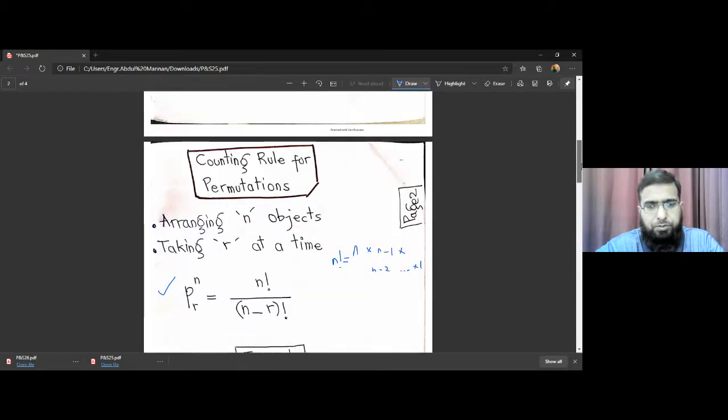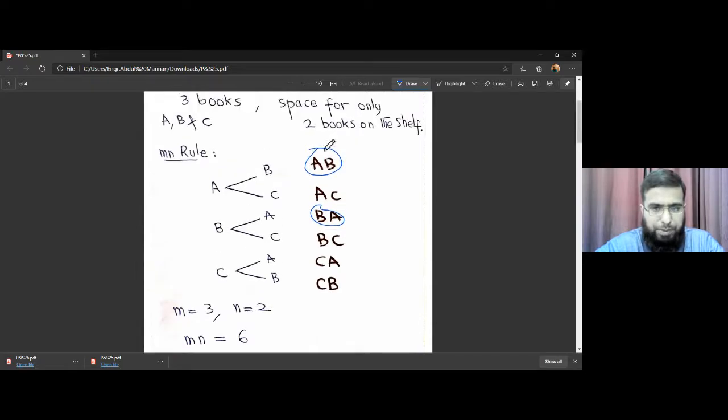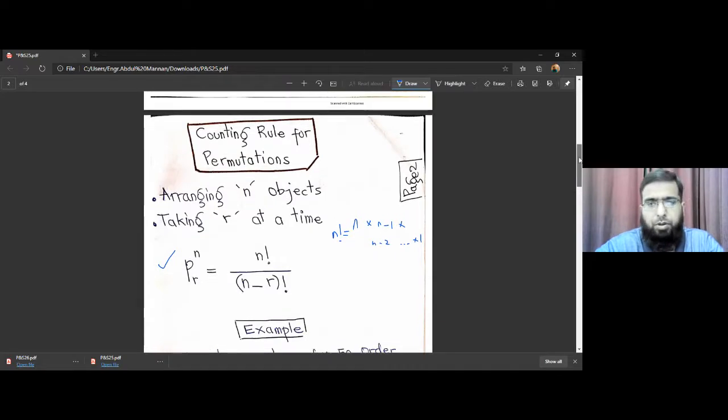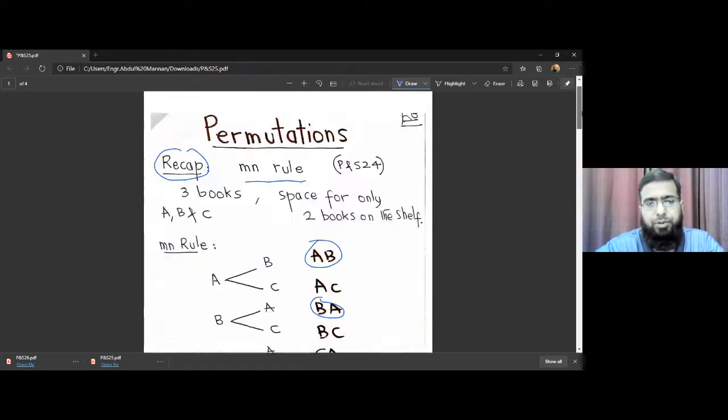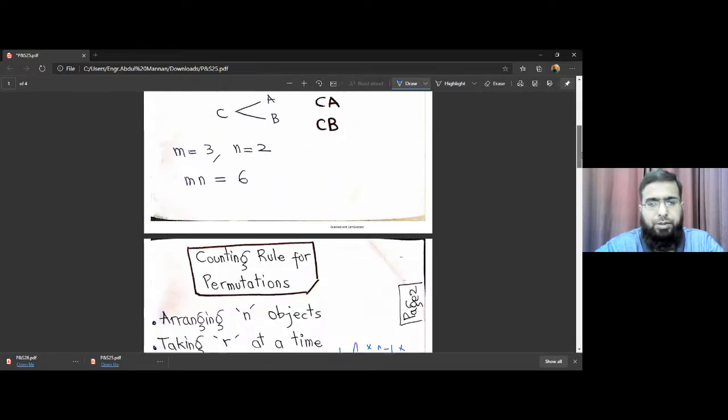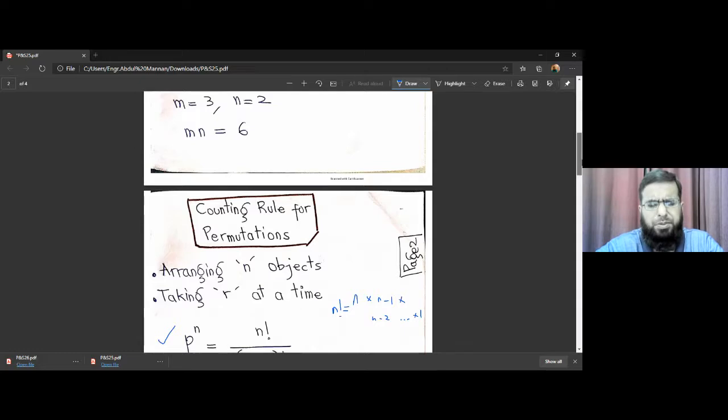So if we use this formula for this application, the answer would be 6. Apply this formula, it's homework for you. Which formula? This formula on this problem. We have 3 books, and we have to take 2 books at a time. Apply this formula by putting n equal to 3 and r equal to 2.